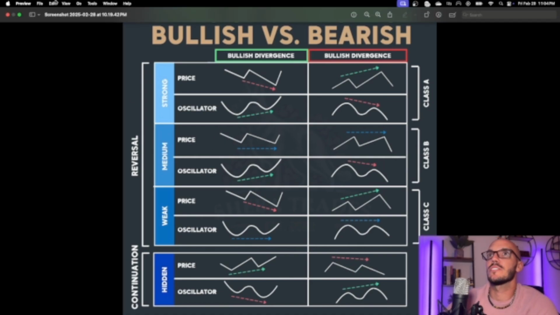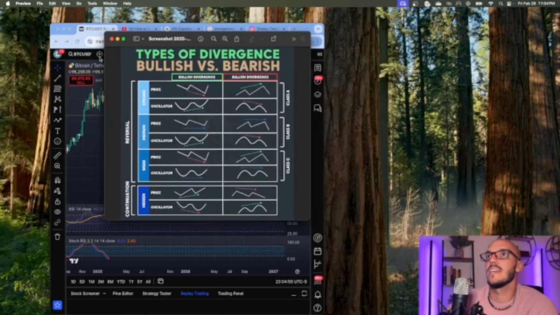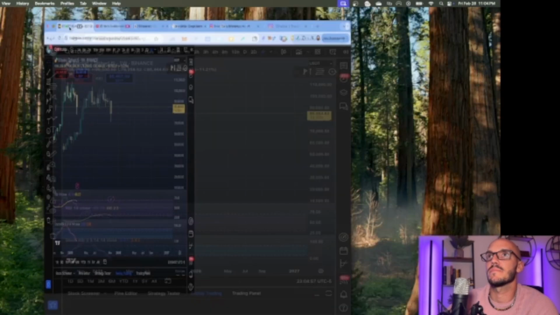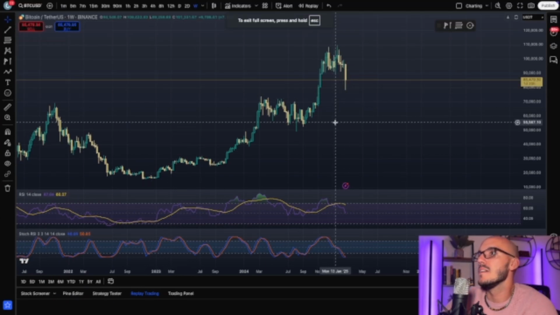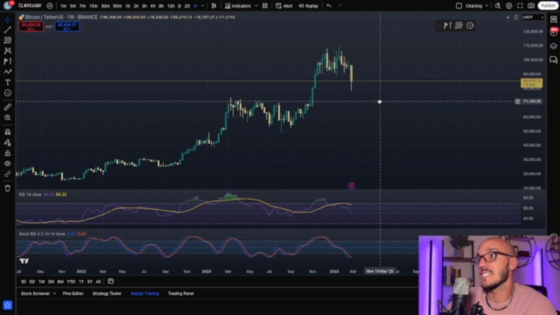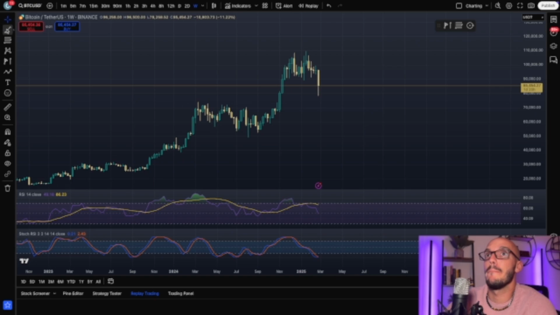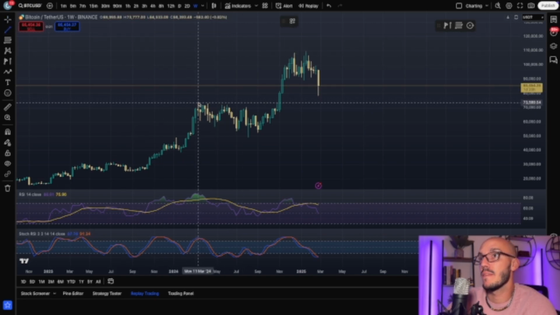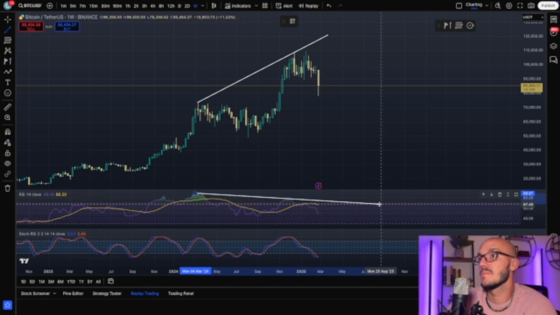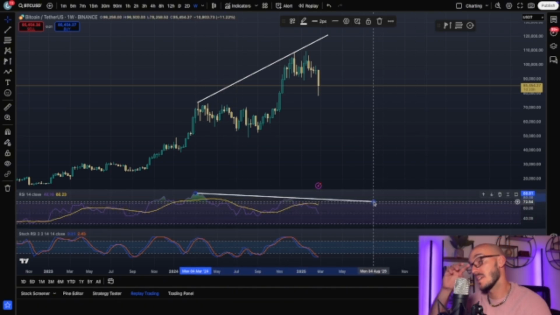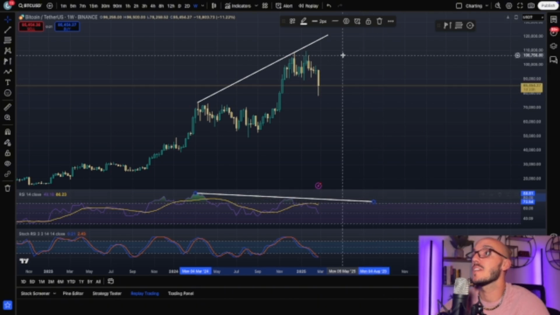So let's get back to the charts, and let's see if we can find some divergence. In the most recent case, this was a massive bearish divergence. We had a higher high in price, lower highs in RSI. You see that? That is a massive bearish divergence.